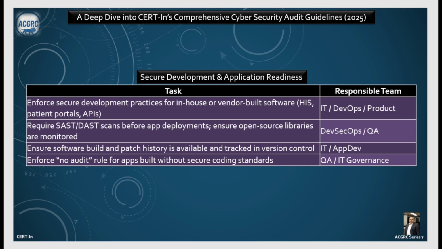Step 4 is to ensure no audit rule for apps built without secure coding standards. So that should be your policy, that should be a standard, that if your app is not built with secure coding, there won't be an audit for it. It's a big red flag for that department. Hence, driven by your IT governance team and your quality team.